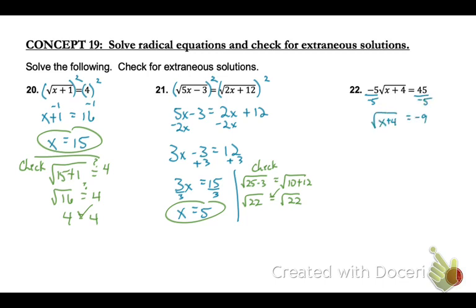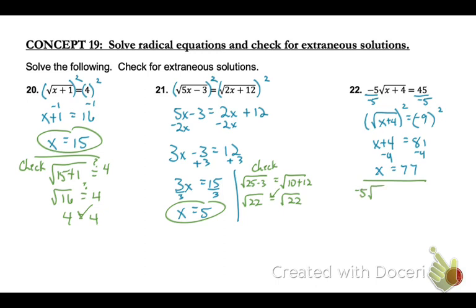So we'll get x plus 4 equals negative 9. We can square both sides and simply get x plus 4 equals positive 81. Subtract the 81, and our potential answer is 77. Now let's check it back in the original.